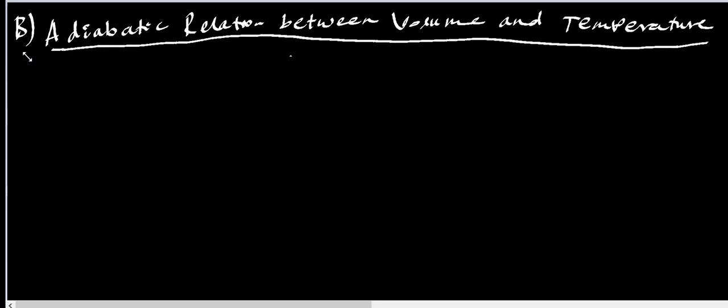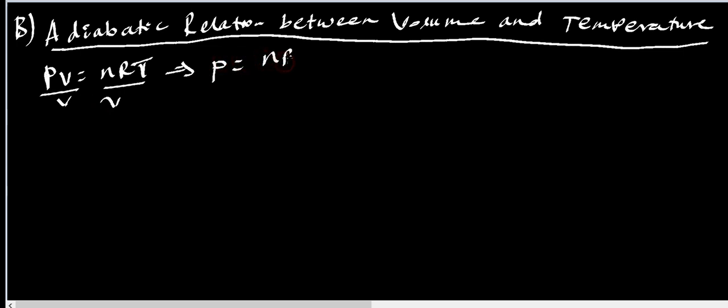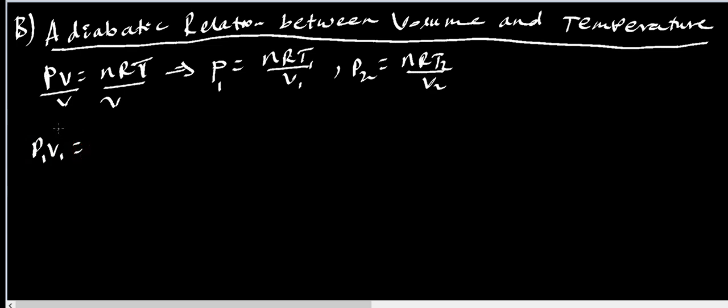From the ideal gas equation, PV is equal to nRT. Dividing both sides by V, P is equal to nRT over V. So P1 is equal to nRT1 over V1, and P2 is equal to nRT2 over V2. Then P1 V1 to the gamma is equal to P2 V2 to the gamma. This is a constant.